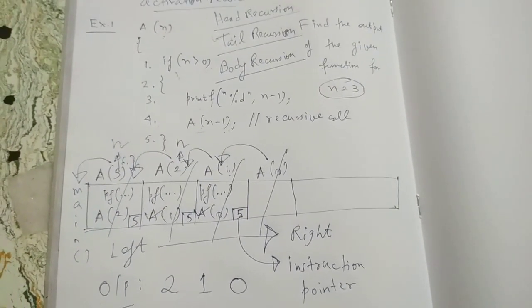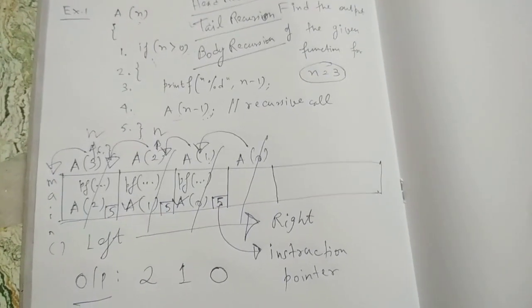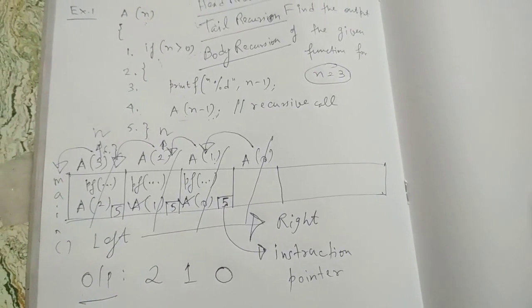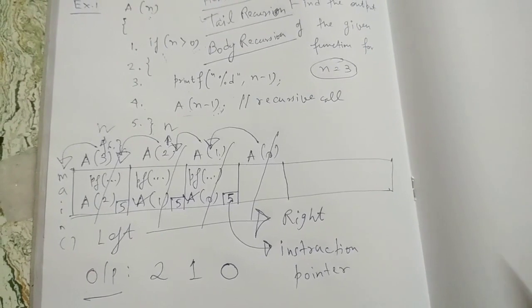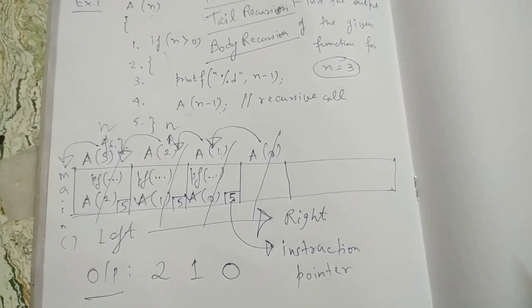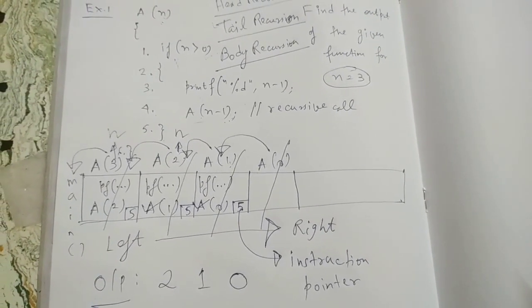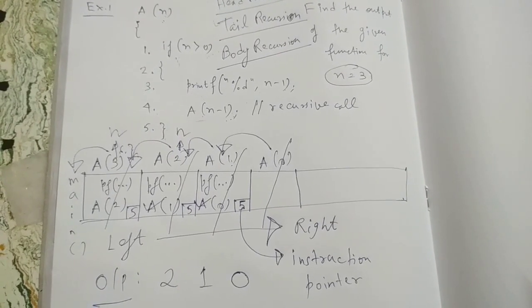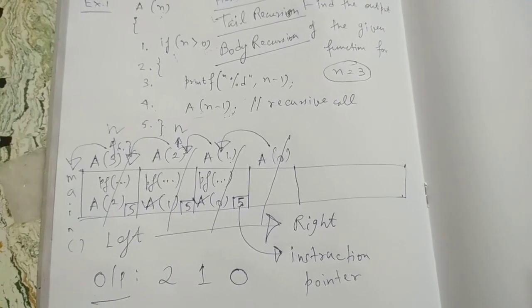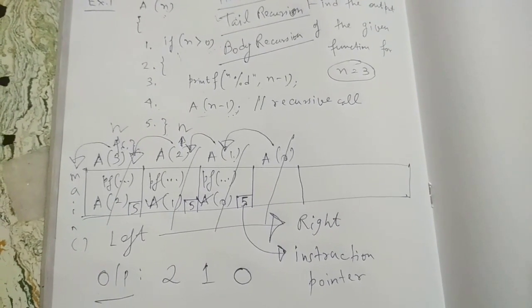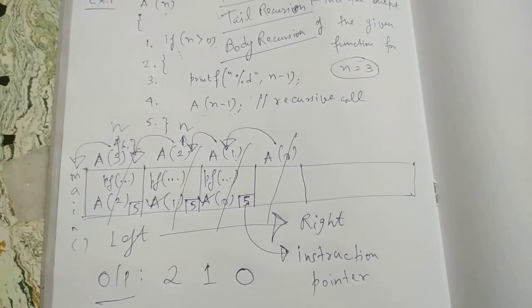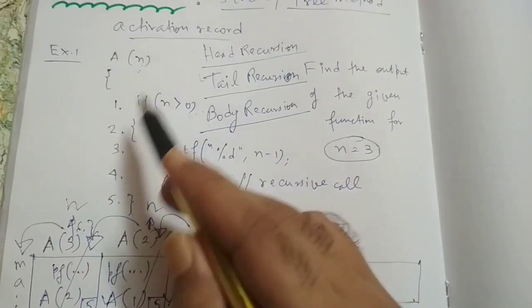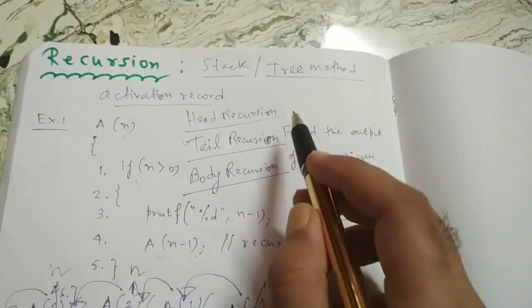So this is how you would trace out a recursion or a recursive function using the stack method. Now, what we'll do is we'll use the tree method to see how we can trace out the recursive function. So let's see how we can do that. Okay, now let's see how we can trace out the same function using a tree.